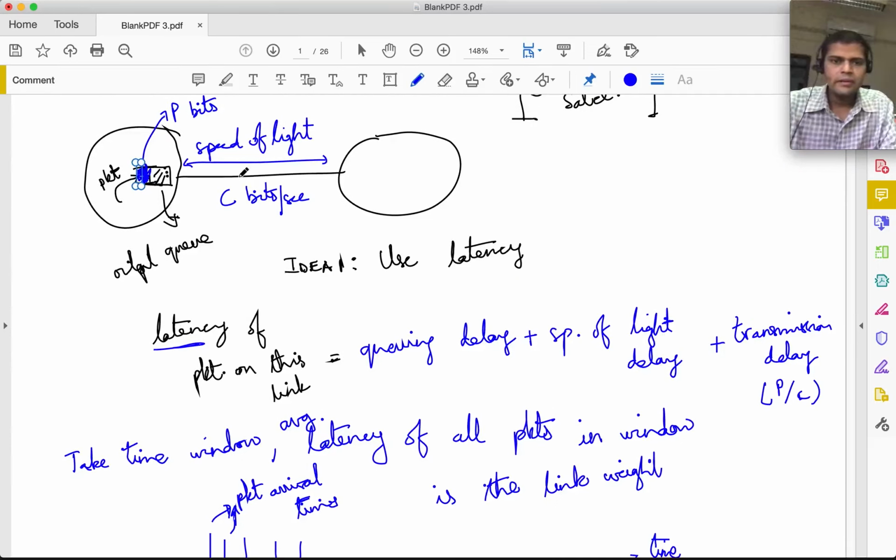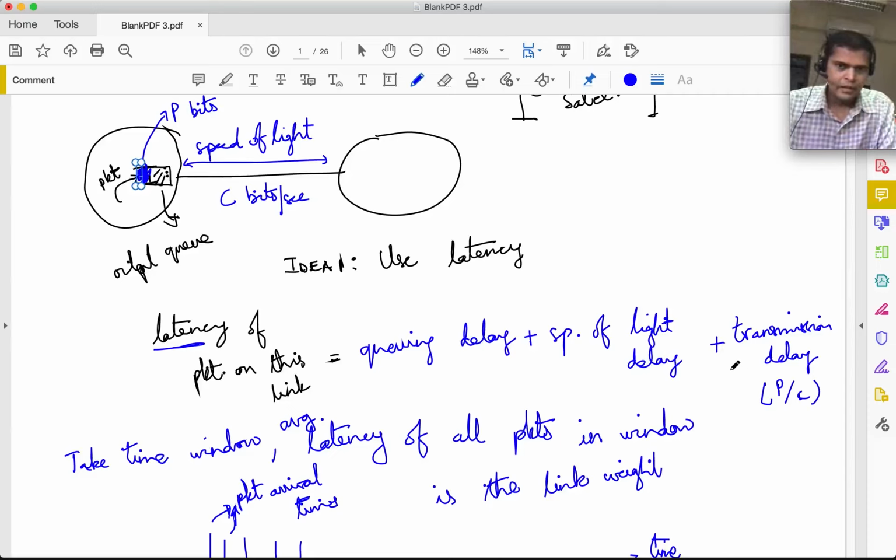So why would this be a reasonable way to get the link weight? Let's think about it. Suppose this C is small. Suppose it's 9.6 kilobit per second instead of 56 kilobit per second. Then obviously this transmission delay is going to be more. So the smaller C is, the larger this component is going to be, which makes sense. You want to give a higher weight to a lower speed link because you want to give preference to higher speed links to be used.